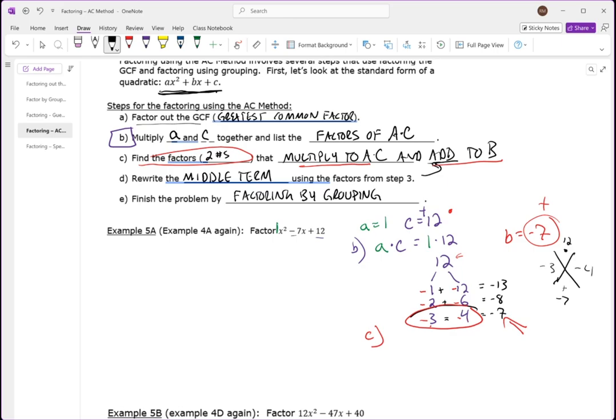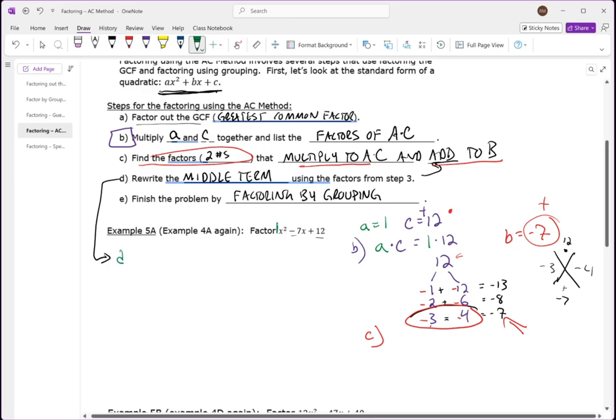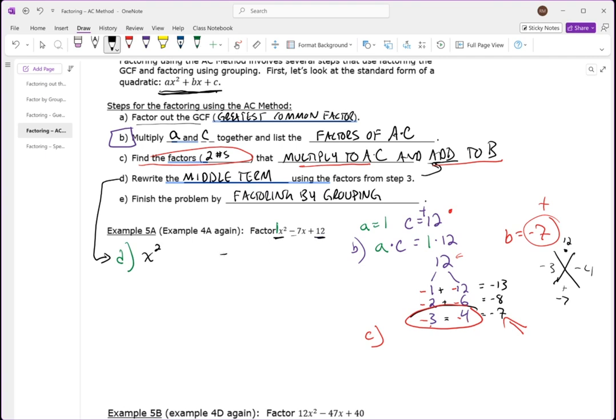But I'm going to go ahead and try and follow this step here. So step D tells me to rewrite the middle term. So that means I'm going to copy down the first term and the last term. And then instead of writing -7x, I'm going to take these two factors over here. Shouldn't be an equal sign. That looks like an equal sign and I don't like it. I can't seem to erase it though. So I'll just go ahead and put a plus sign there. We're going to put an X on both of them.